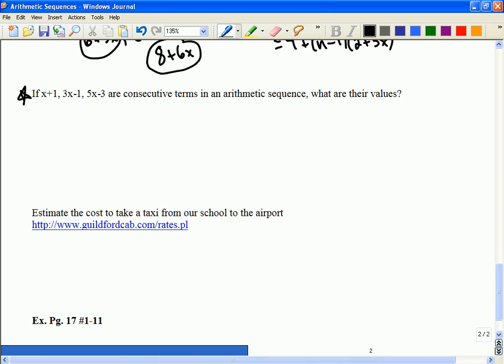Here's what I'd like you to do. Page 17, numbers 1 to 11 is where we're going to start today.